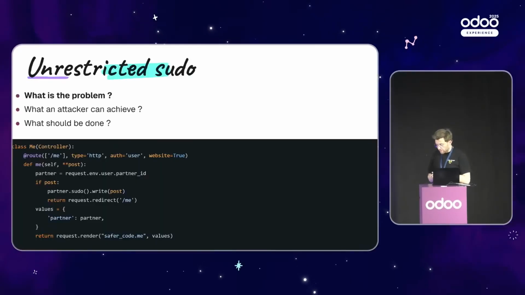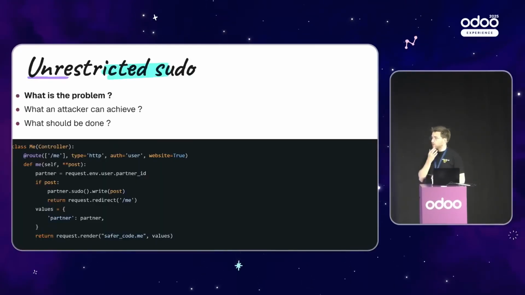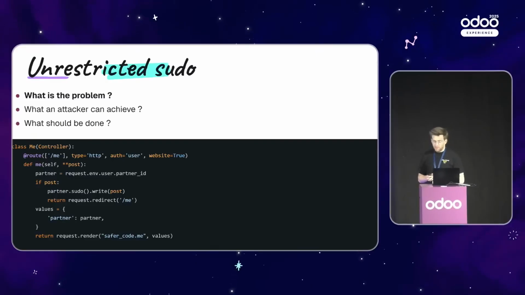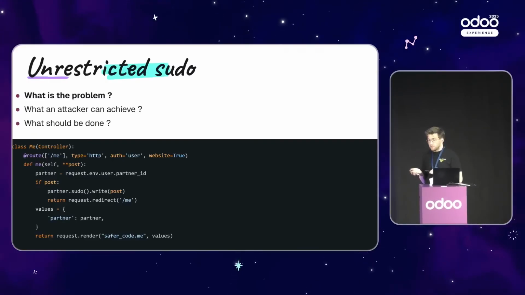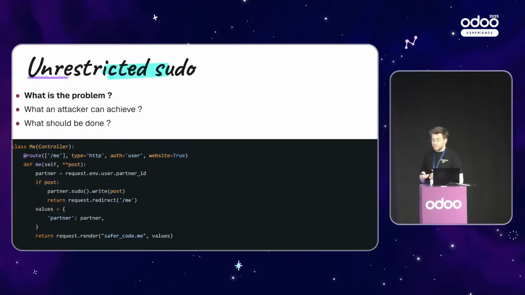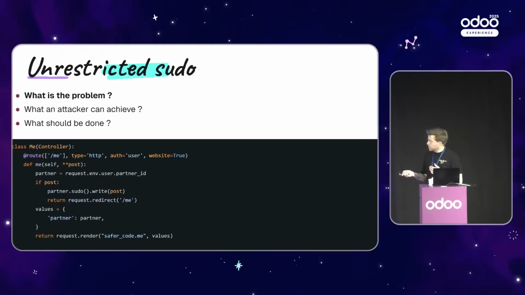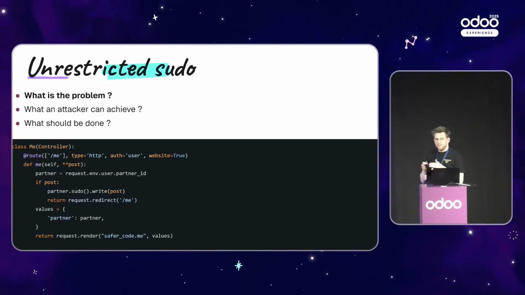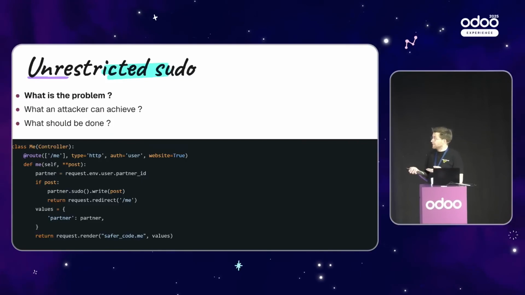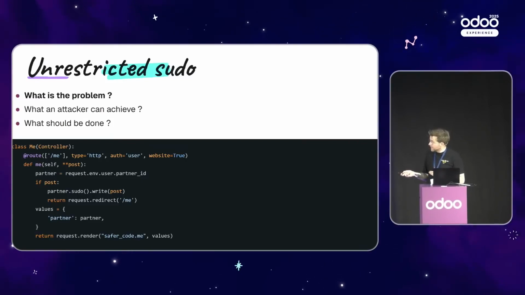For instance, I have this example which comes from code from 6 years ago, I think, from internally. The problem in this one is that it's a controller that you can call, in this case, as a portal user, and you have that post there. That post is controllable by the user. It's a dict where the user can put anything they want. And that post is passed directly into a sudo write. Basically, it means that the user can write on himself any fields he wants. And for instance, he could write his own groups and grant himself privileges to become an administrator.